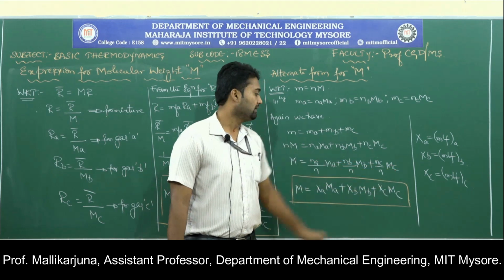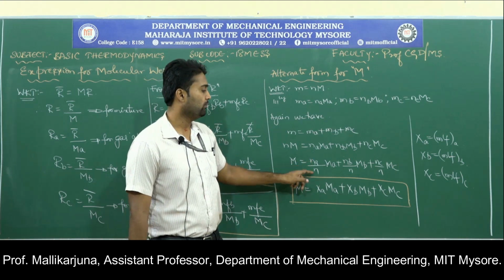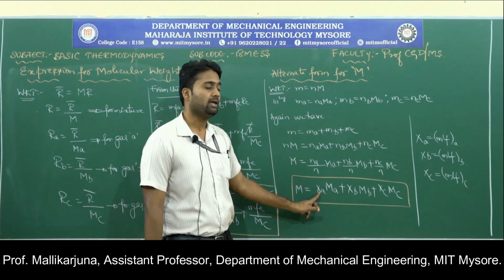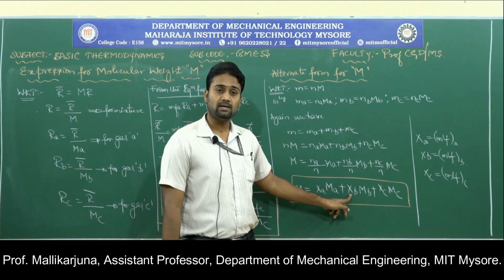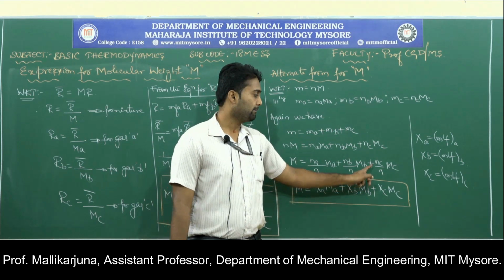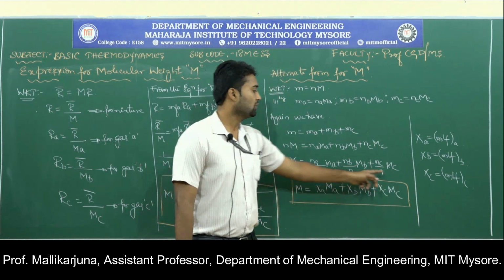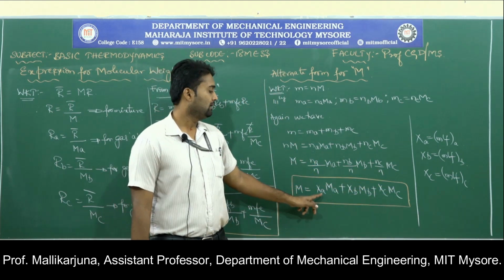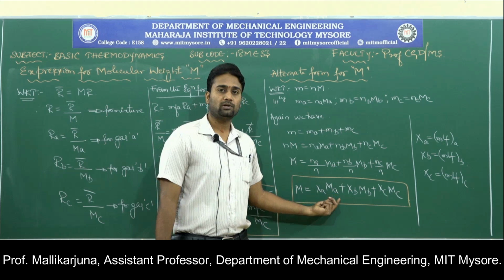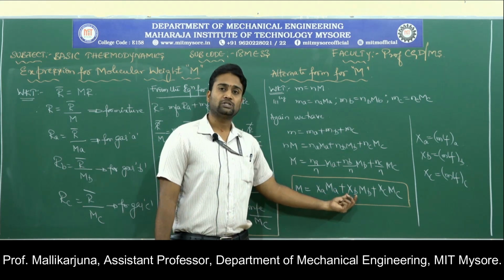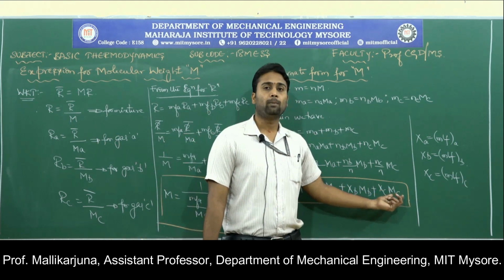where Na by N is nothing but the mole fraction, and I have denoted the mole fraction of constituent gas A by Xa times Ma. Similarly, Nb by N is the mole fraction of B, that is Xb times Mb, plus Nc by N, the mole fraction of C, into Mc, so that your molecular weight of the mixture will become the mole fraction of constituent gas A into its molecular weight, plus the mole fraction of constituent gas B into its molecular weight, plus the mole fraction of constituent gas C into its molecular weight.